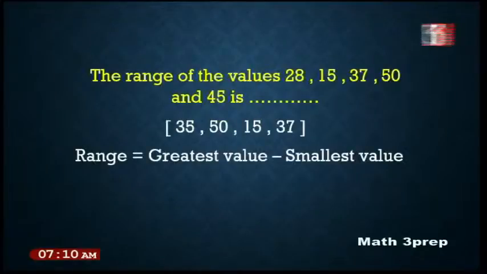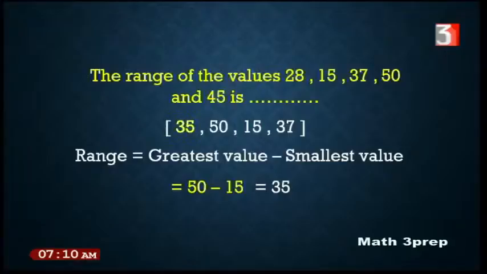What about the greatest value? That's correct, it's 50. What about the smallest? It is 15. So greatest minus smallest, it means 50 minus 15 to obtain a result as 35. So the range of the values is 35, which is the first choice.